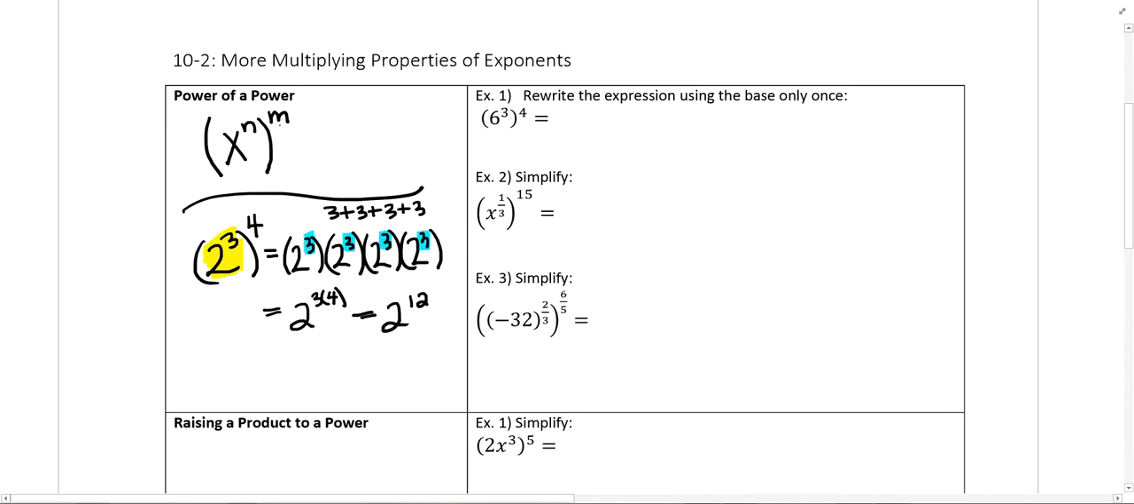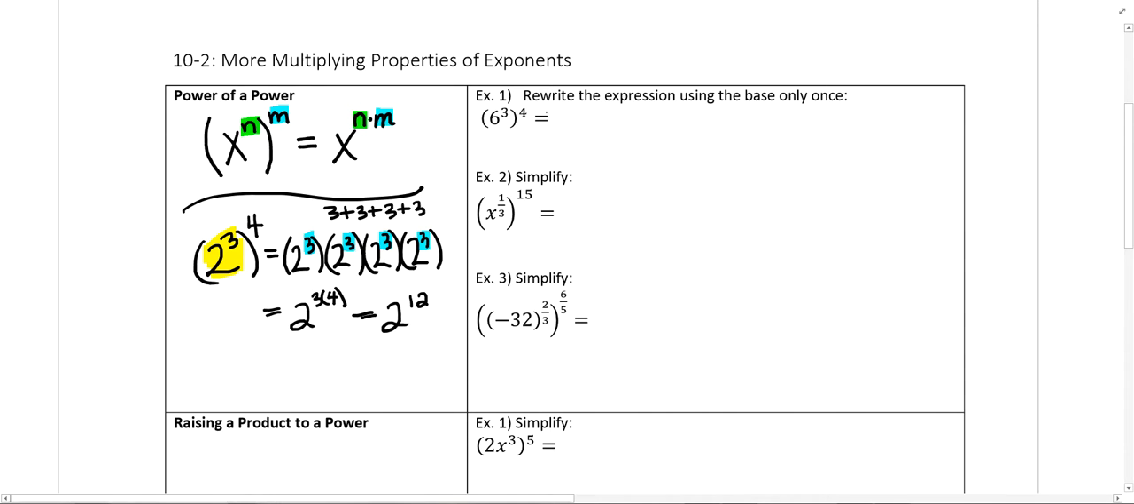So in general, the rule is we multiply the exponents. So n times m. Okay, so whatever exponent you have here, you would multiply times whatever exponent you have here. So you get the new exponent is the product. So let's take a look at some examples.